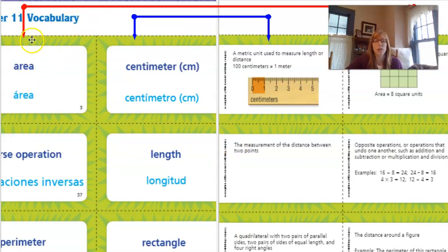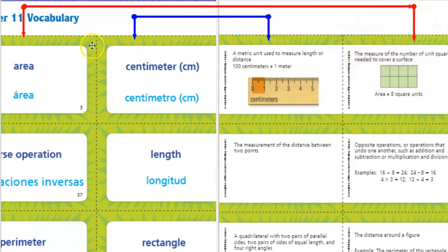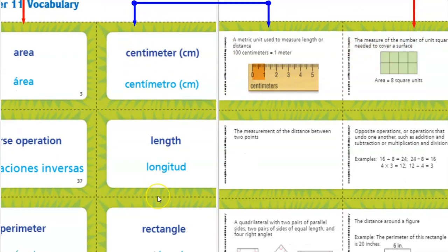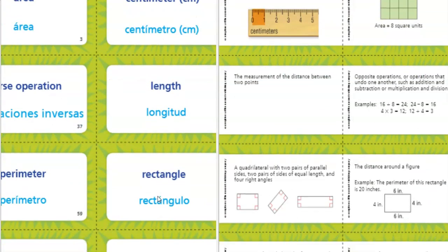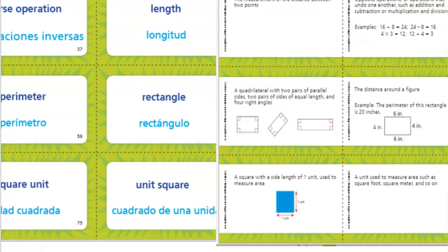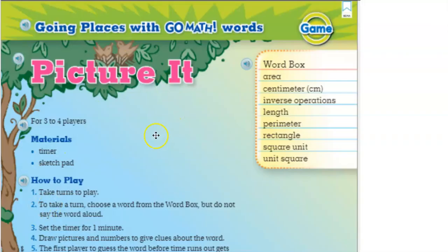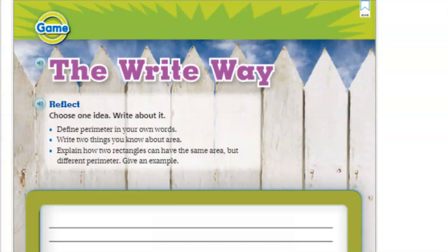On here you can see you have this in your book, and I made little arrows for you so you can find the answers. So you can go over these and you can cut them out in your book and you can have flashcards, but we don't have enough time in the video to do that. So I apologize. You also have this game that you can play, and you only need a timer and a sketch pad. So you should be able to play this game, and it will be fun.